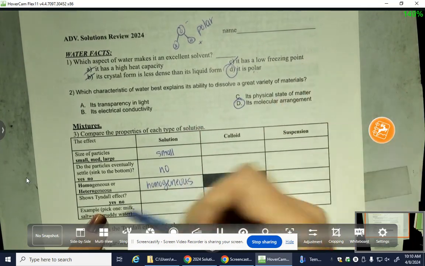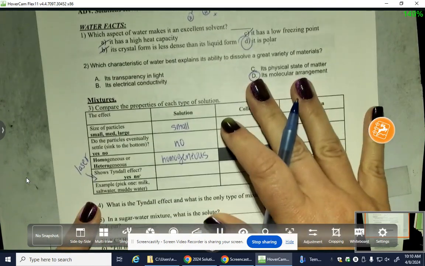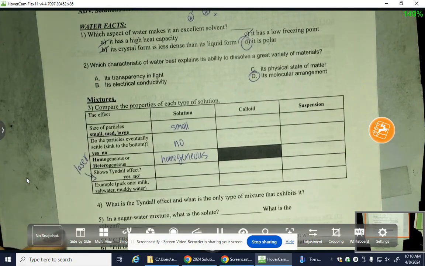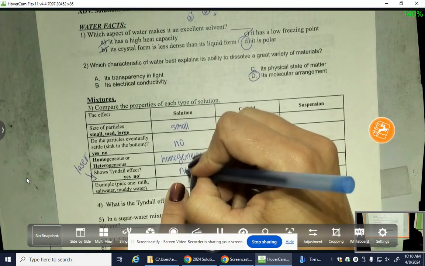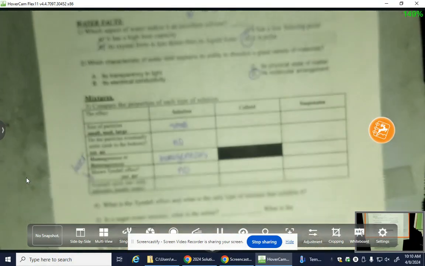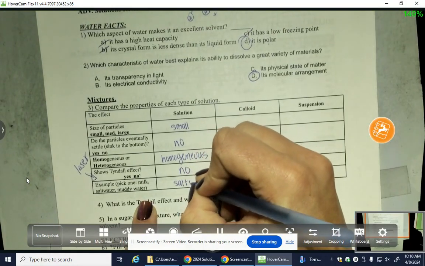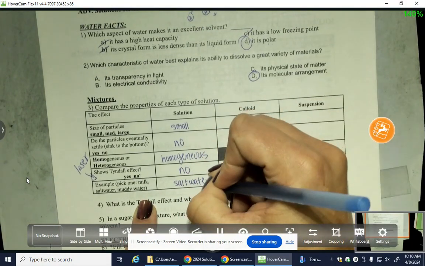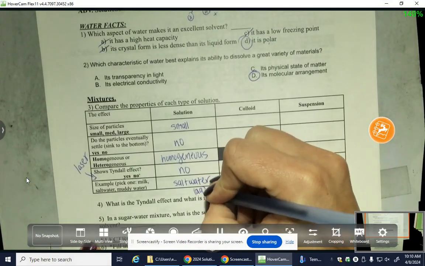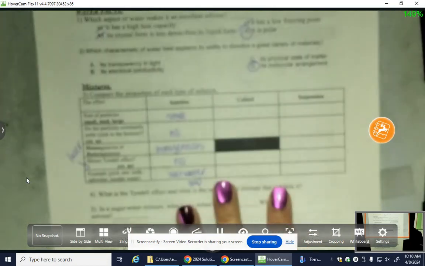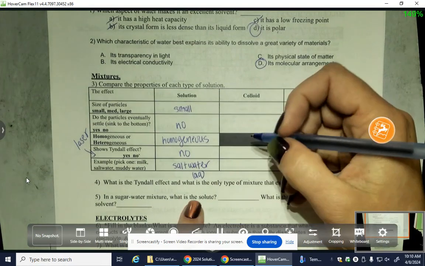Shows Tyndall effect. So Tyndall effect, if you remember, that was the laser thing that I had shown. And it spreads the laser out. It's why you can't have high beams in fog. So for solutions, no, it does not. You didn't even see a laser beam technically going through it. An example, we could say salt water. Or any of the chemicals that we can even put aq, because we know when we look at a balanced equation, aq is talking about solutions, okay?